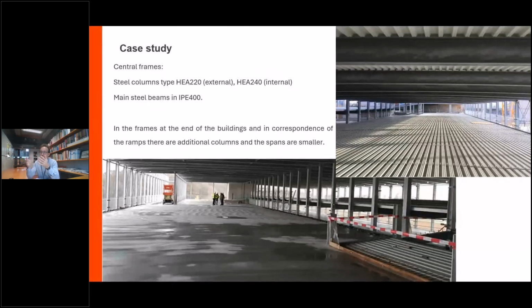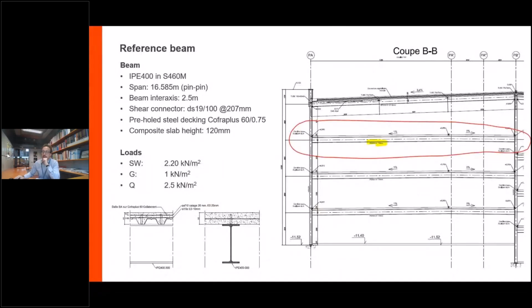So basically we have, as we have discussed before, steel beams, steel sheeting on top of it, pre-holed, and then you have the concrete flooring, which is done, of course, on site. We will take out a typical floor beam, which in fact was designed as an IPE 400 in S460. The theoretical span between the two axes of the columns is 16.505 meters, and the beam interaxis is 2.5.